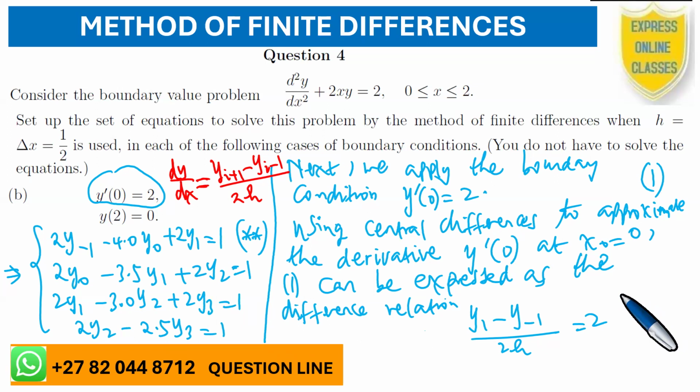Right, so, right, you have the following.